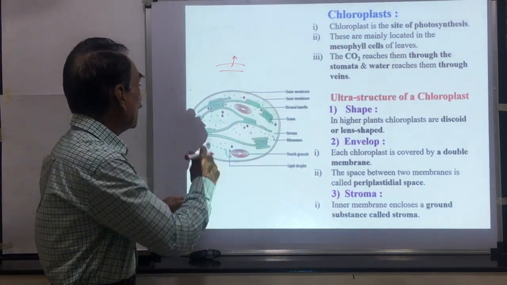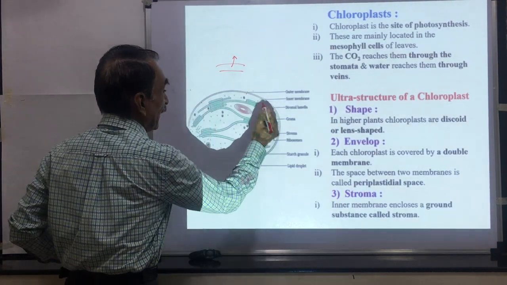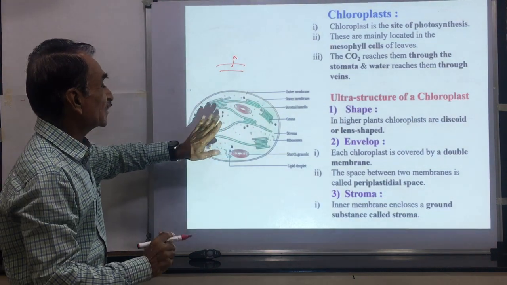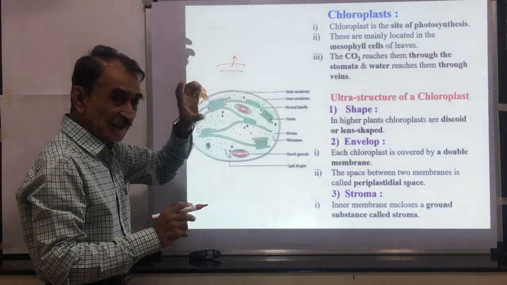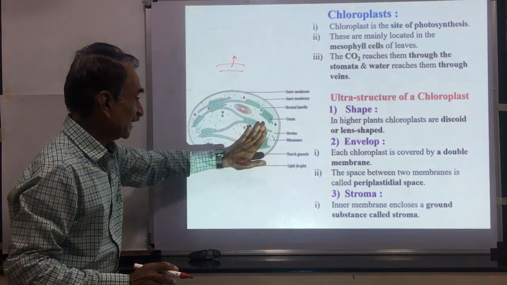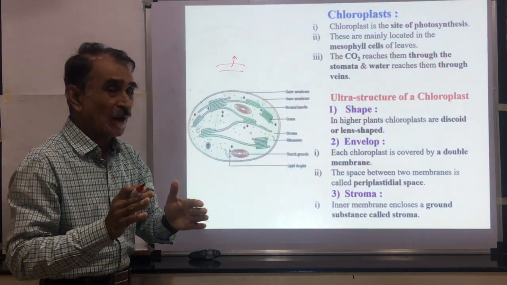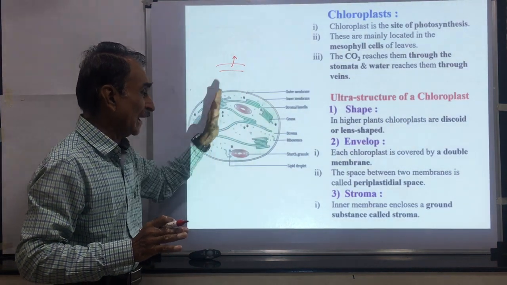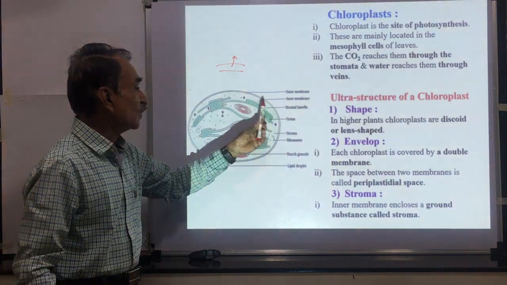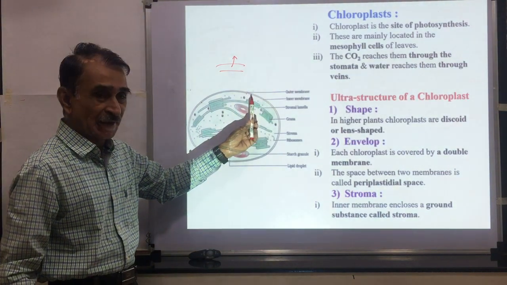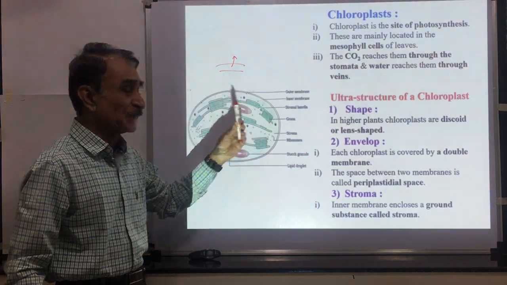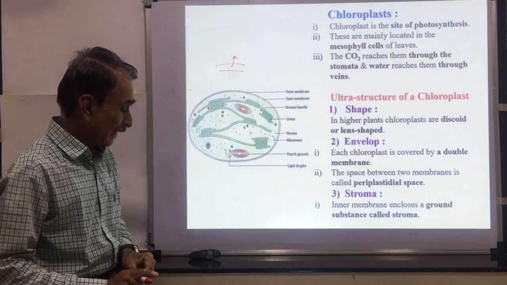Then the stroma. This is the inner membrane. The inner membrane encloses a space inside. This space is filled by a ground substance, which is called the stroma. Here there are two membranes, outer and inner. The inner membrane encloses a space inside the chloroplast, filled by the matrix or the ground substance, commonly called the stroma. The space between the two membranes is called the periplastidial space.